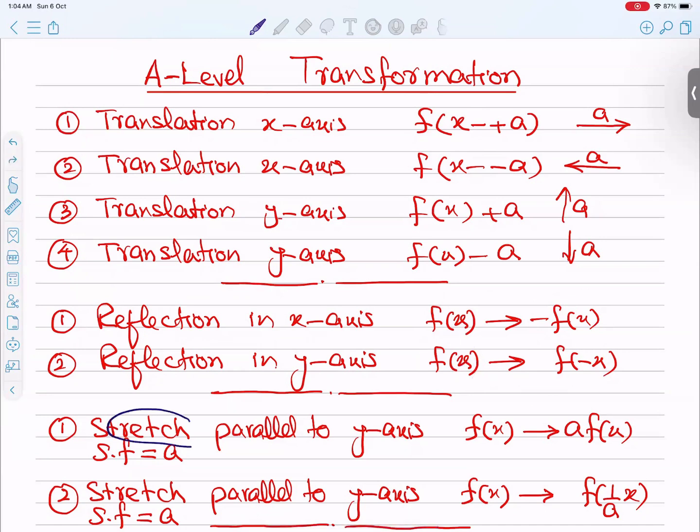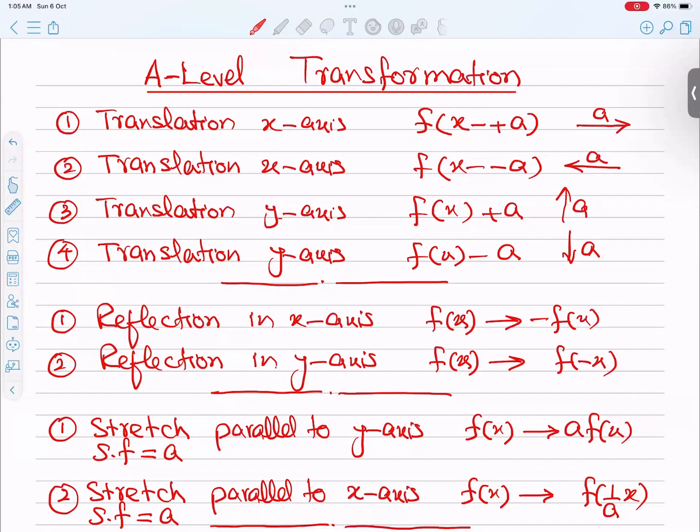Second last, stretch parallel to the y-axis. Whenever the y-axis comes, with a, we multiply outside the function. And what is the stretch factor? We must write the stretch factor, and that is a times. But if it is a stretch parallel to the y-axis, sorry, this is the x-axis, I have to change it here and make it x-axis.